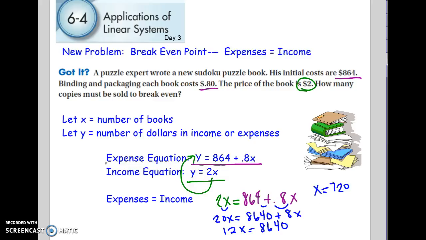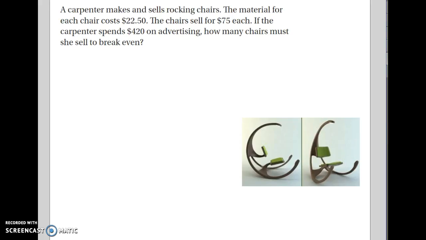So just to recap, you have an expense equation and an income equation. Expense is how much you're going to spend. Income is how much you're going to gain. And then you're basically going to put them equal to each other and solve. Okay, try this problem. Pause your video. Make sure that you give yourself enough time to work out the problem.